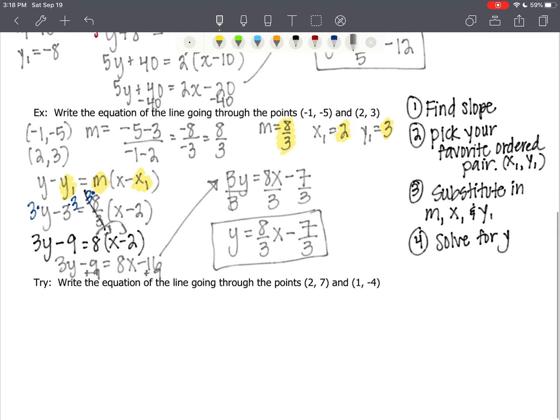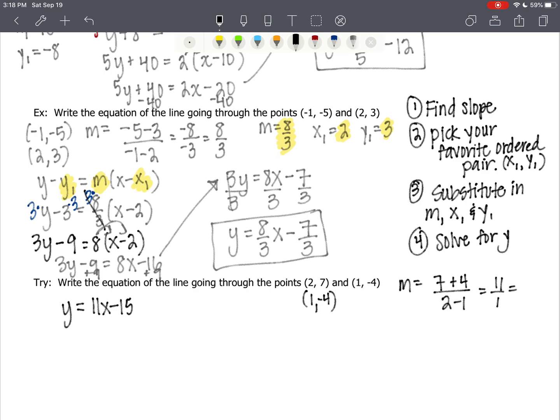Okay, here's one for you to try. Okay, if you pressed pause and you're back, you should have gotten y equals 11x minus 15. And the slope would have been, let's see if that's where you made your mistake, if you made one, 7 minus -4 over 2 minus 1 is 11 over 1, which is 11.